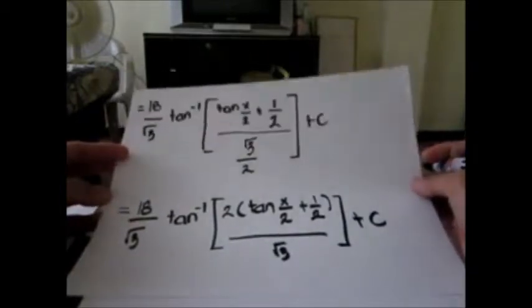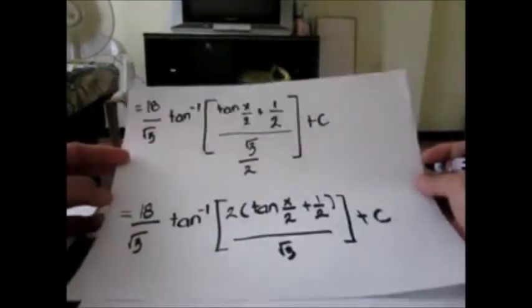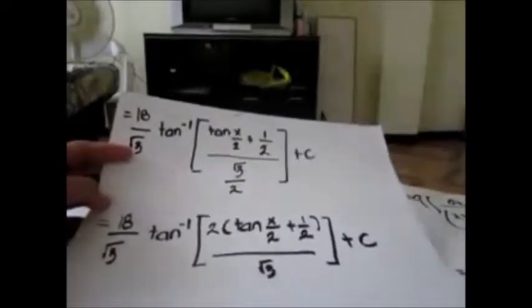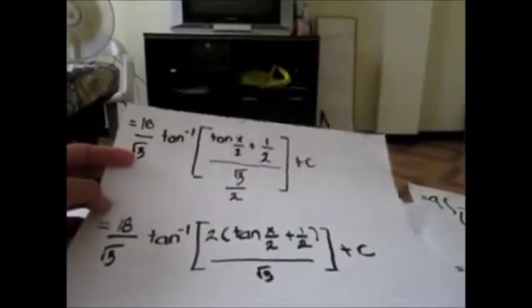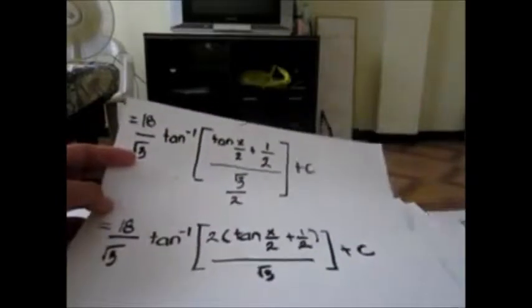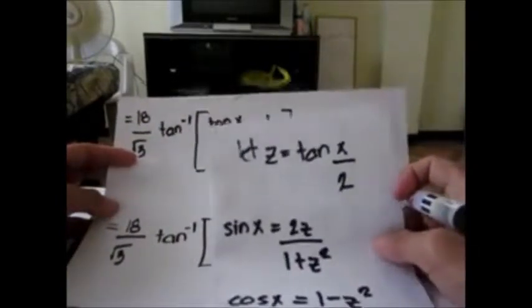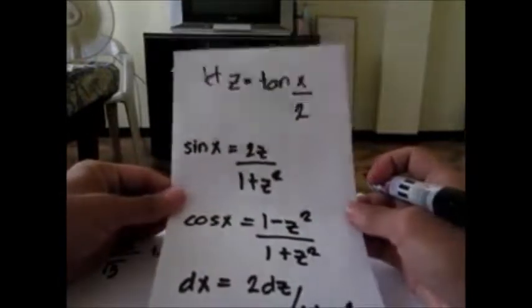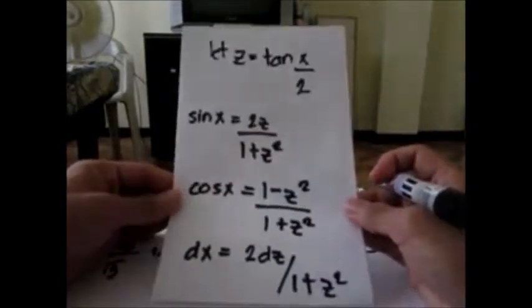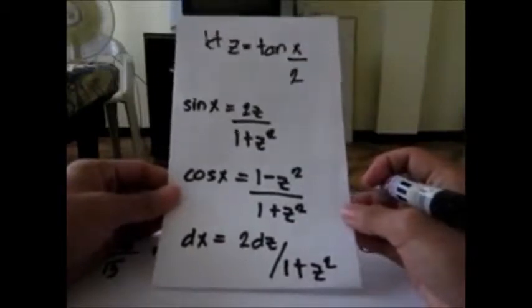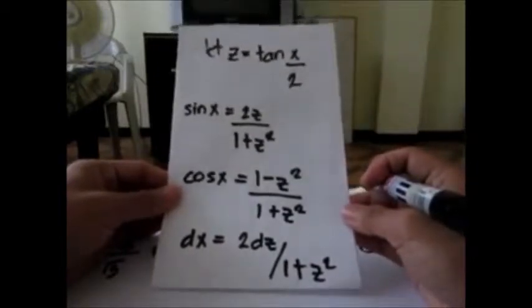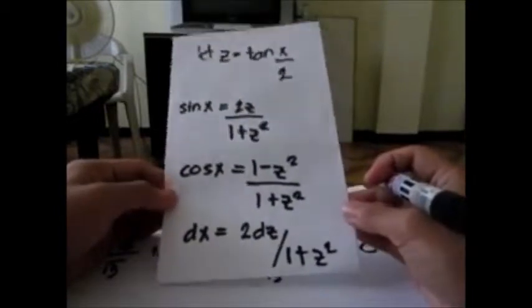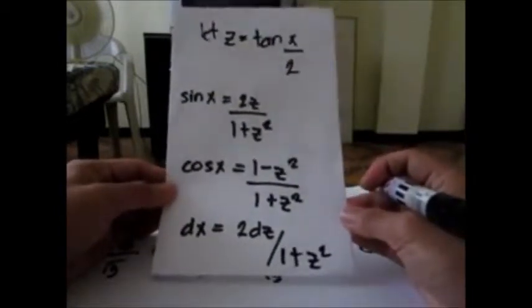So this is how you solve an integral problem using the half angle substitution. So always remember to substitute and let z as tangent x over 2, sine x as 2z all over 1 plus z squared, cosine x as 1 minus z squared all over 1 plus z squared, and dx is equal to 2dz all over 1 plus z squared.